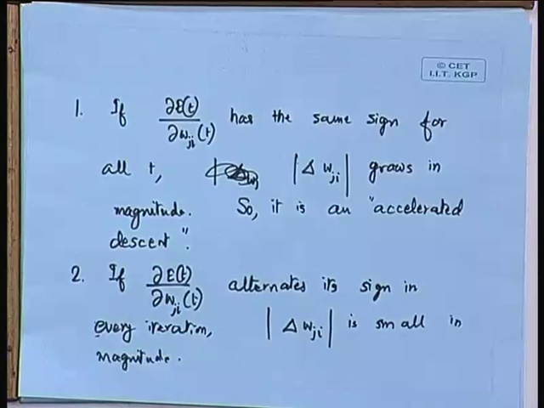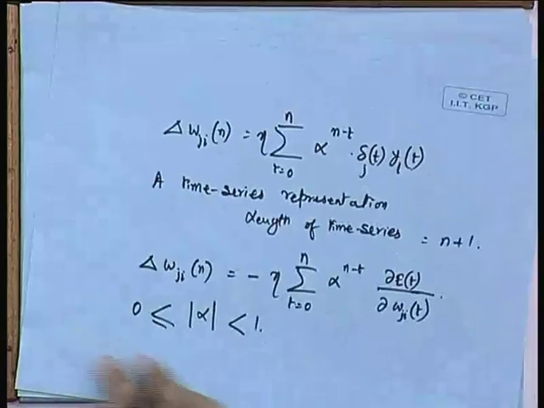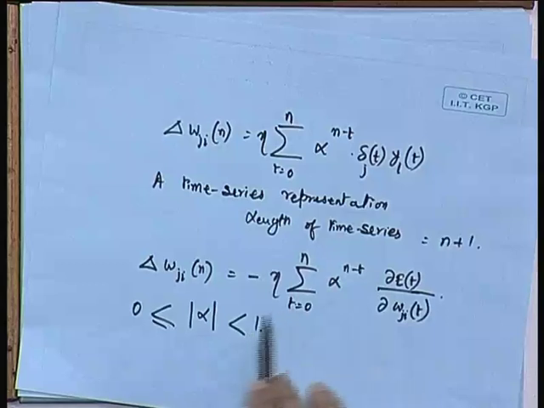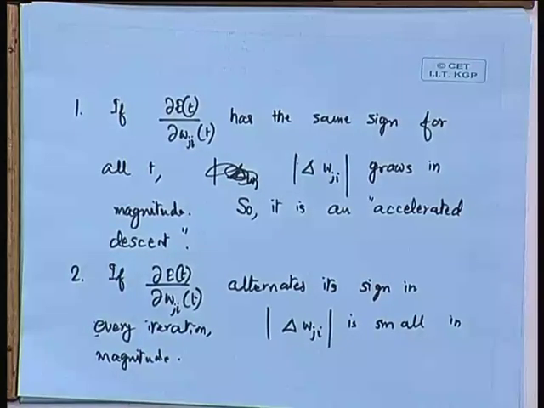So, what we have got as the momentum term is not something which is risky in that sense, okay. Even if it is an accelerated descent, you remember here that because alpha is restricted within 0 and 1, we are not going to have an unbounded increase of delta w_ji. So, definitely it is stable. So, with stability it is possible for us to have an accelerated descent. That of course depends on what your derivative of this E term is with respect to w_ji. And the other possibility is that it is small in magnitude, and then definitely it stabilizes.